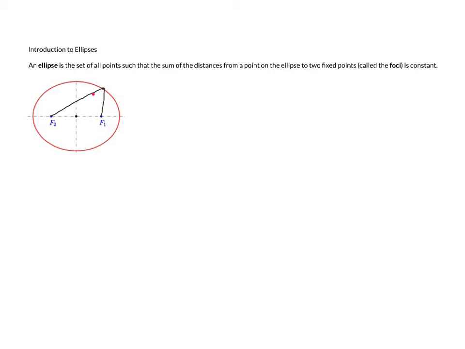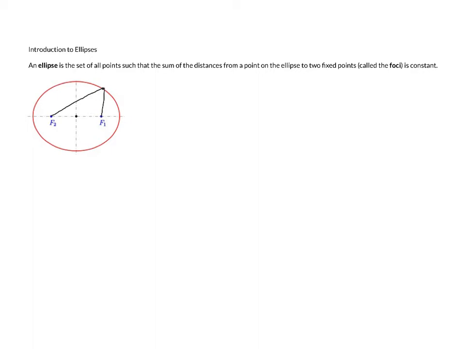So whatever we get when we add these two distances together, it's the same as if we added these two distances together or these two distances together. Basically, if we start at one of the foci and go straight out to a point on the ellipse, and then we go straight to the other focus, then that sum is going to be the same no matter which point we go to. And we're going to use this property to come up with an equation that gives us the graph of the ellipse.